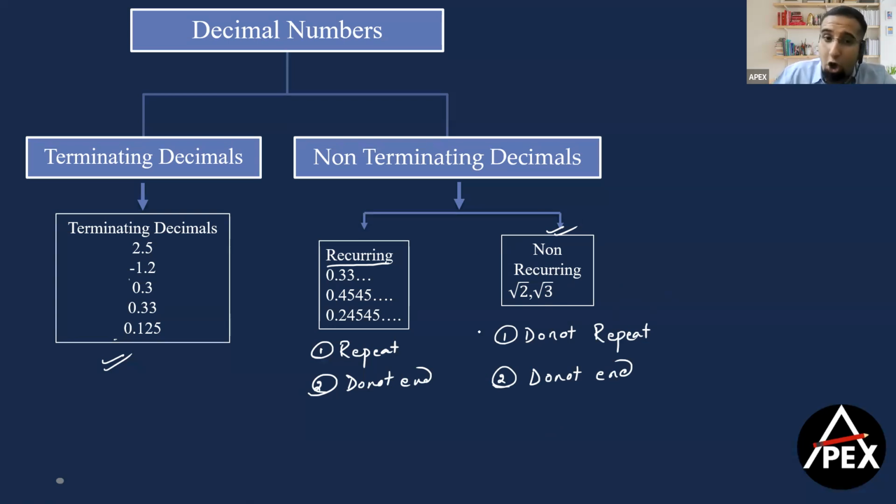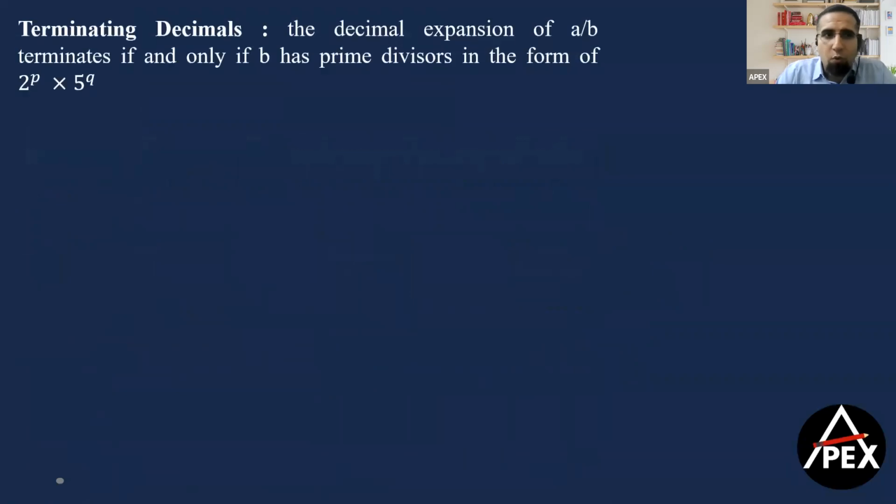Now we know that non-recurring numbers fall under the concept called irrational numbers, which means I cannot express them in the form of p by q. But can I express terminating decimals and recurring decimals in the form of p by q? Let's see that. What is a terminating decimal? The decimal expansion of a by b terminates if and only if b has prime divisors in the form of 2 to the power p into 5 to the power q. What does this mean? Let's try to understand.